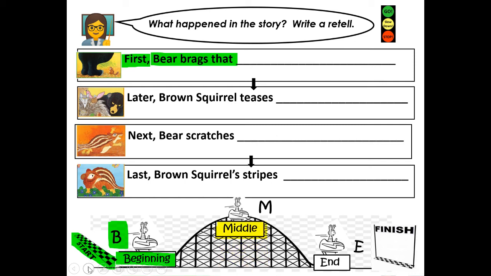All right, now we're moving to the middle of the story. And here's our first yellow sentence. Later, Brown Squirrel teases. Who does Brown Squirrel tease and why? So you're going to write, Later, Brown Squirrel teases, and complete that sentence. So you need to push pause, write your first yellow sentence, say it, and then write the whole complete sentence. And when you're finished with your first yellow sentence, rejoin the lesson and push play.